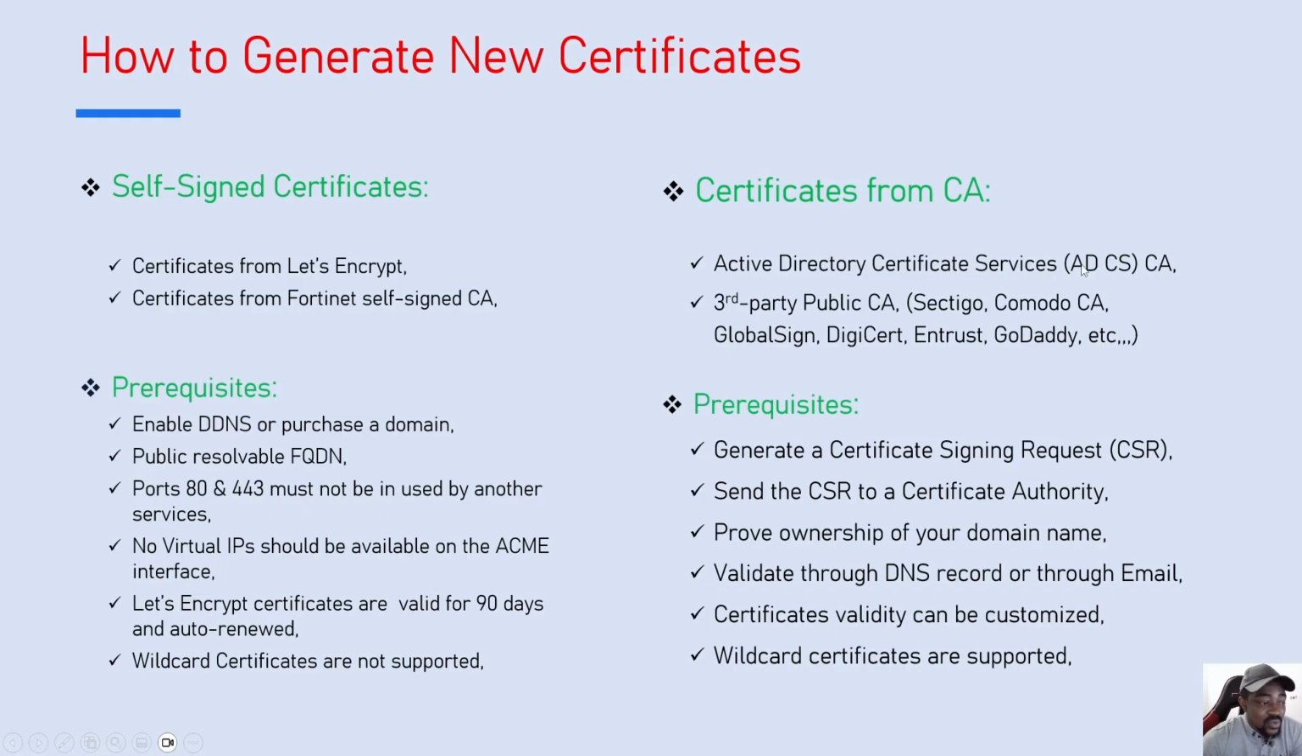When you install this role on a member server on your domain, this member server will become the certificate authority of your Active Directory forest. So from there, now you can generate certificates that are signed by this certificate authority and install them on these assets. Or you can use third-party publicly known certificate authorities such as Sectigo, Comodo CA, GlobalSign, DigiCert, and many other third-party publicly known certificate authorities.